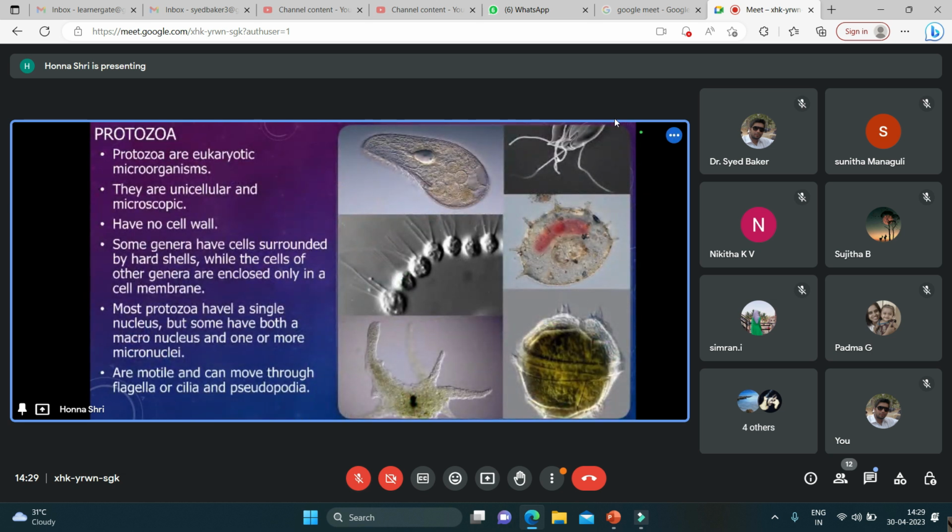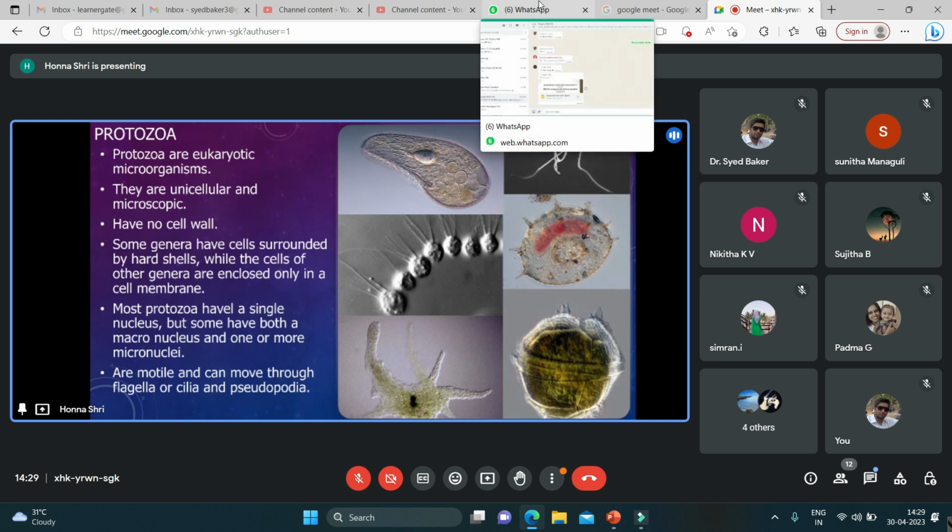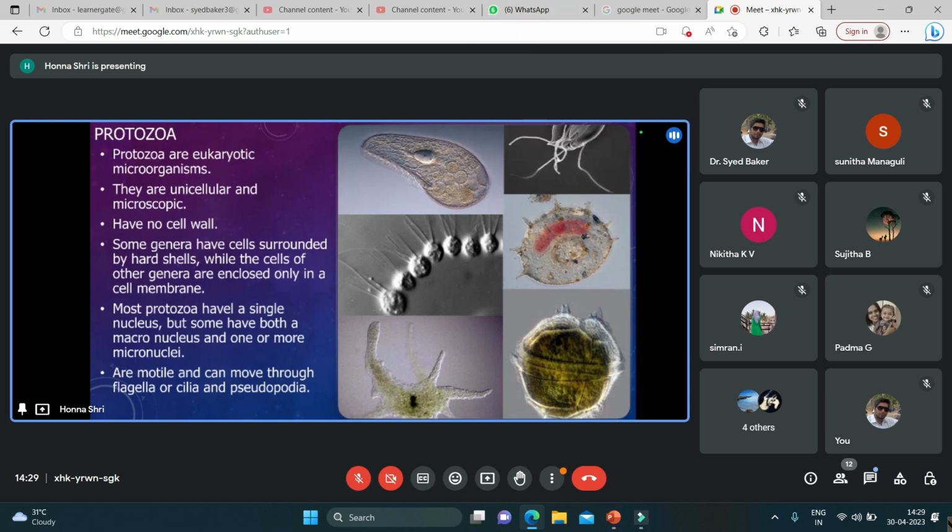The last is the protozoa. Protozoa are eukaryotic microorganisms that are unicellular and microscopic. They don't have a cell wall. Some genera have cells surrounded by a hard covering, while the cells of other genera are enclosed only in a cell membrane. Most protozoa have a single nucleus, but some have both a macronucleus and one or more micronuclei. They are motile and can move through flagella or cilia and even pseudopodia.